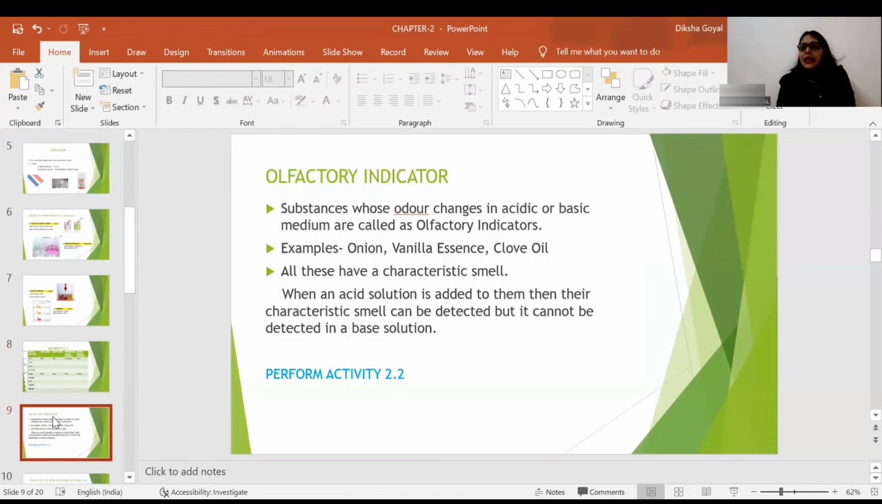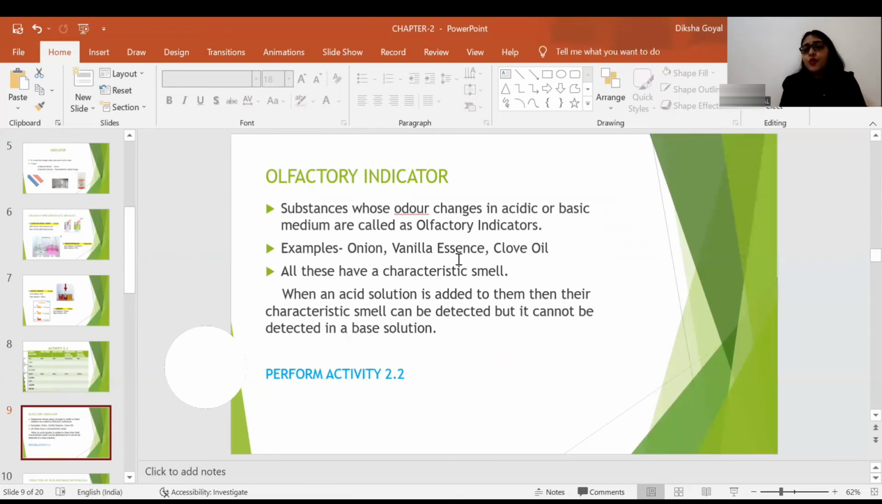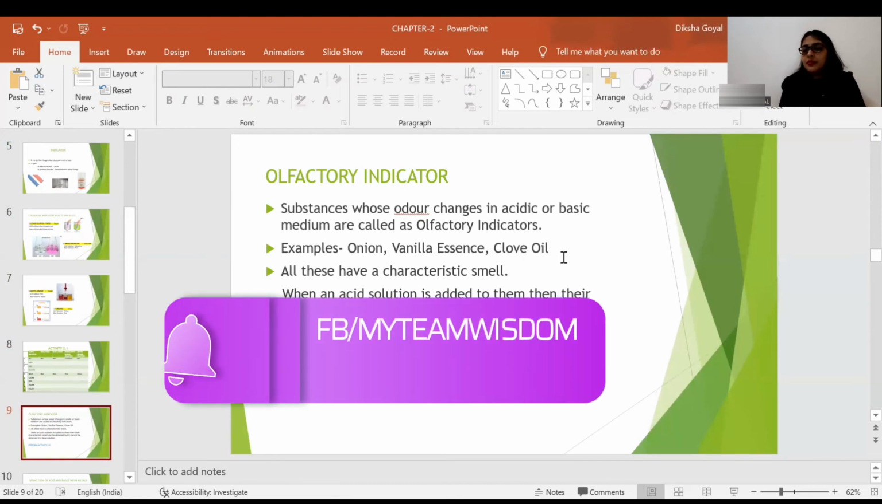Now we'll study the last type of indicator, that is the olfactory indicator. Olfactory, you all can sense or judge, it is something related to the smell, right? So olfactory indicators are those indicators which tell about a given substance as an acid or a base by change in the smell. Substances whose odor changes in acidic or basic medium are called olfactory indicators. For example, onion, vanilla essence, clove oil. We all know these three have their particular smell, right?